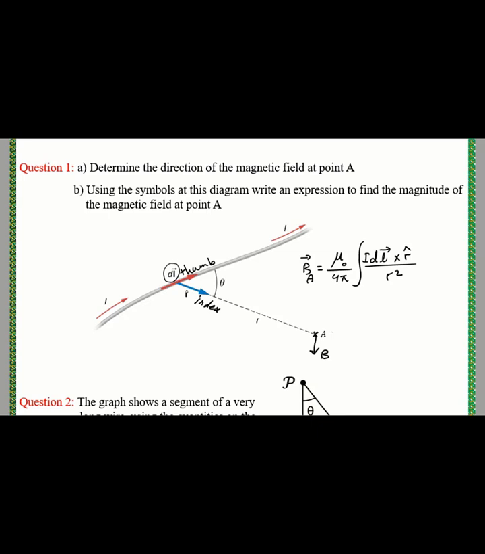Now, if you need the magnitude, it is mu naught over 4 pi I. The magnitude of dl cross r hat is dl, and the magnitude of r hat is 1, times sine theta, divided by r squared.